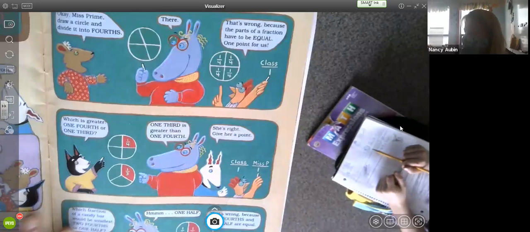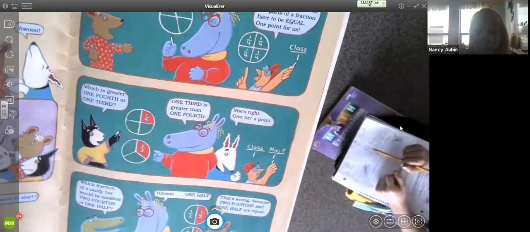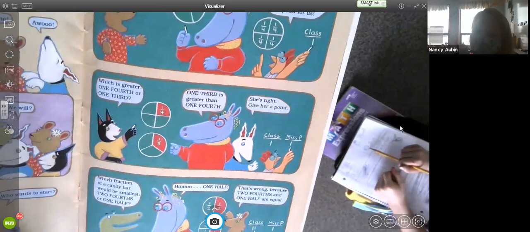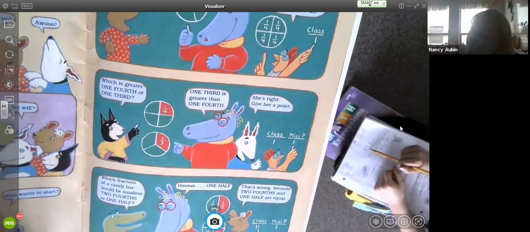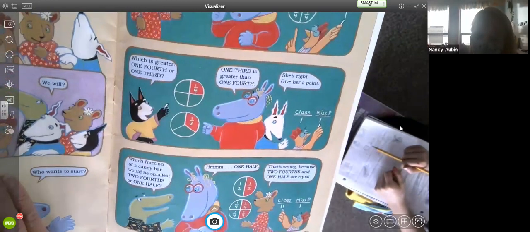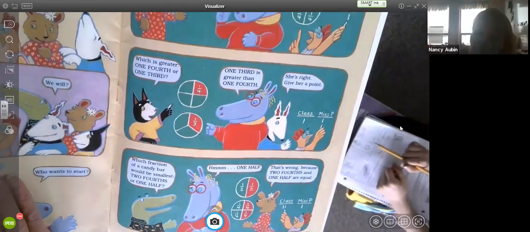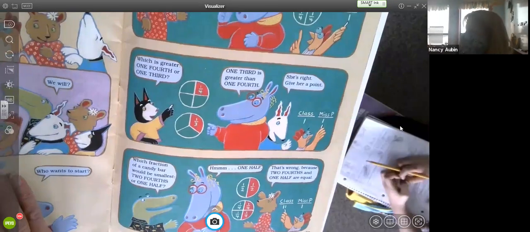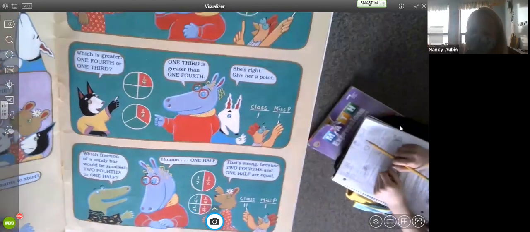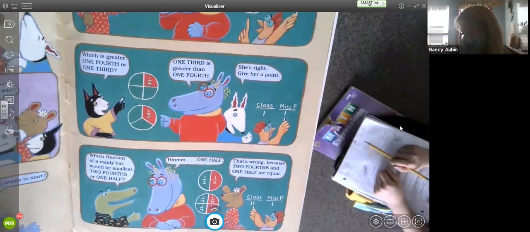Which is greater, 1/4 or 1/3? She says 1/3 is greater than 1/4. Yes? She's right. Give her a point. Which fraction of a candy bar would be smallest? Abby? 2/4 or 1/2? Equal. 1/2? That's wrong because 2/4 and 1/2 are equal. She was.